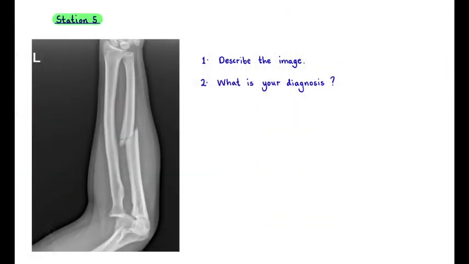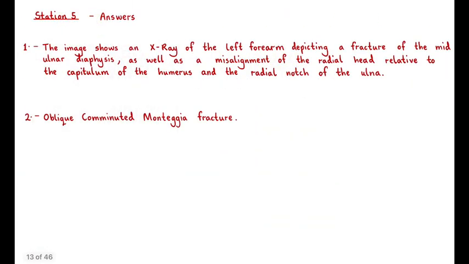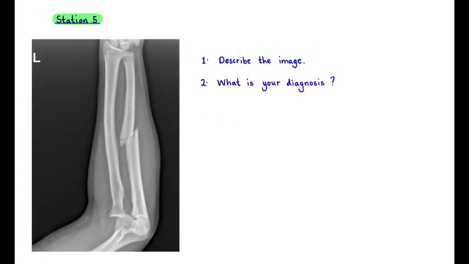Station 5, describe the image. What is your diagnosis? The image shows an X-ray of the left forearm depicting a fracture of the mid-ulnar diaphysis, as well as a misalignment of the radial head relative to the capitulum of the humerus and the radial notch of the ulna. So there is a fracture of the mid-ulnar diaphysis, and in addition, there is a misalignment of the radial head relative to the capitulum of the humerus and the radial notch of the ulna. Then number 2, what is your diagnosis?